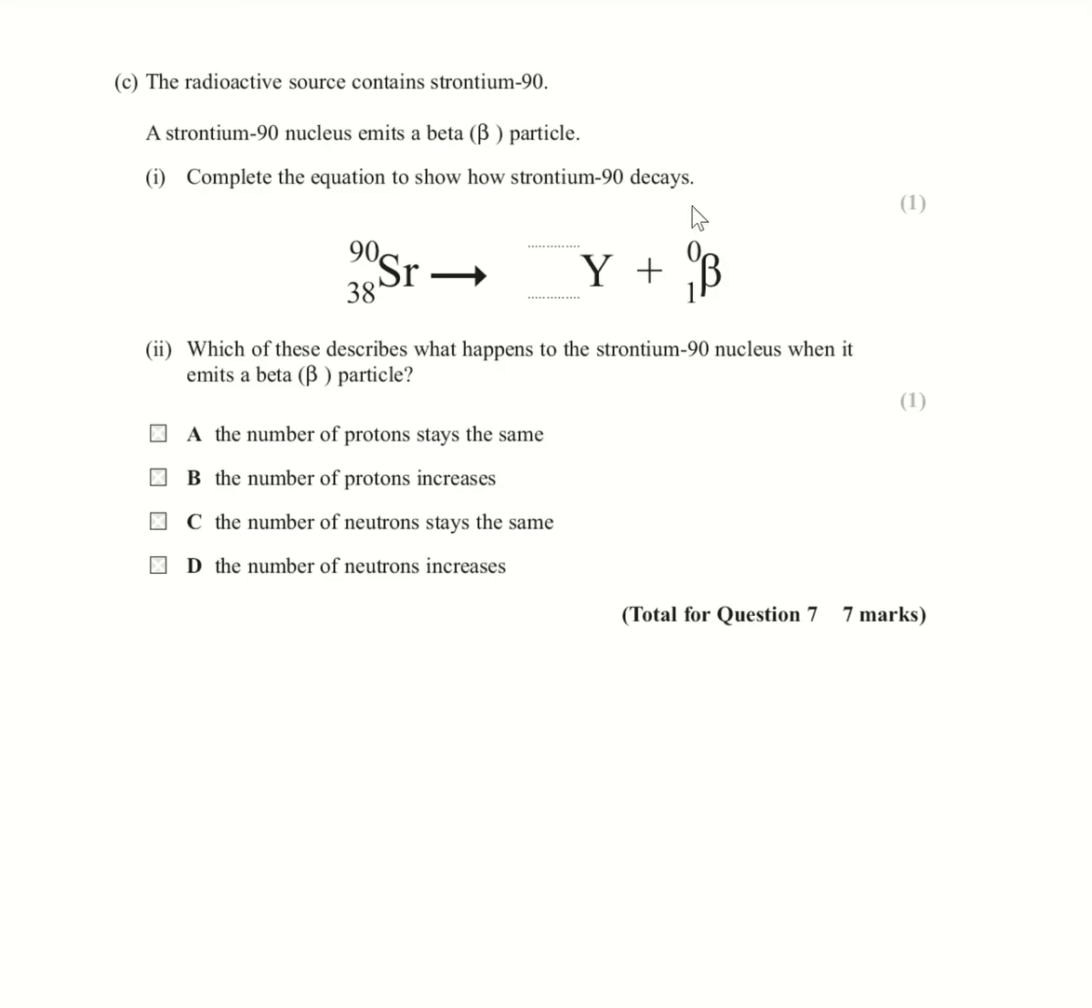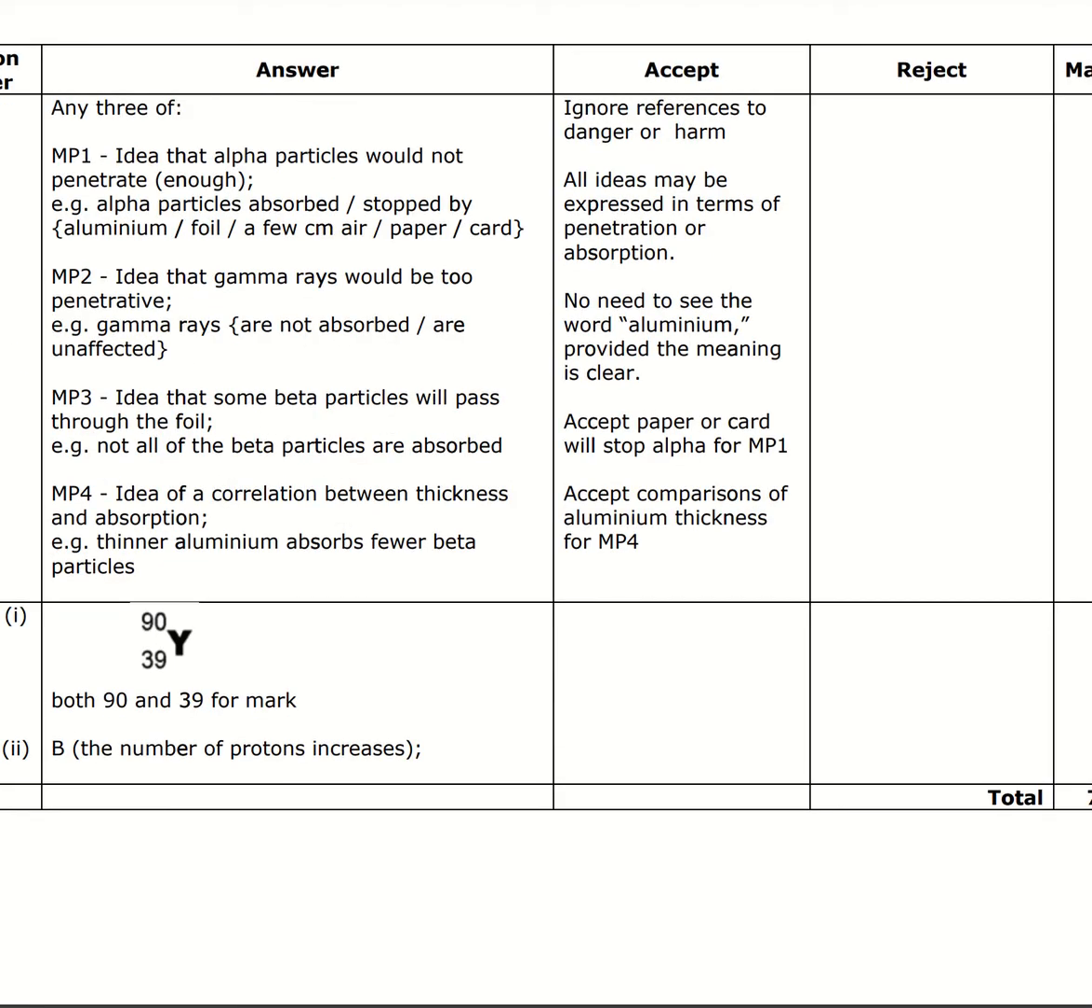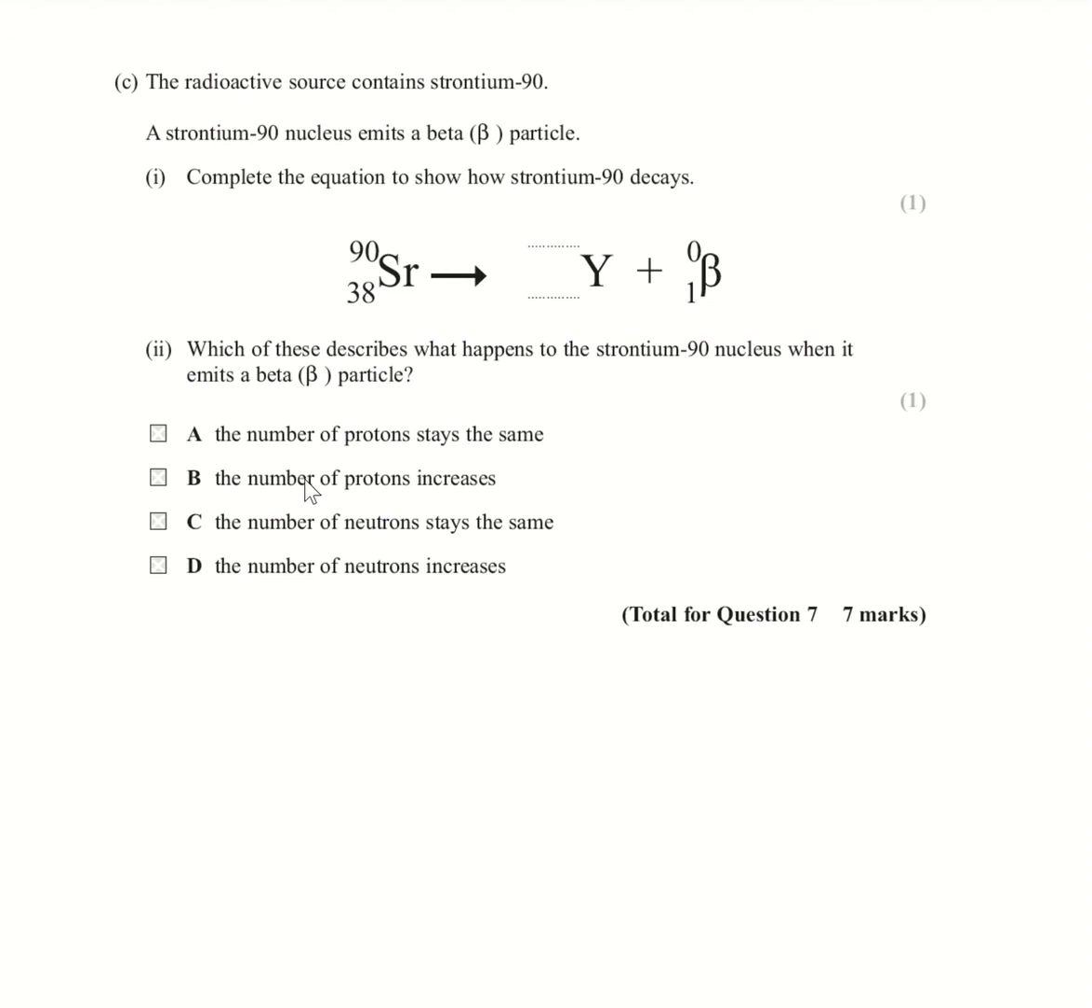So what happens to the strontium-90 nucleus when it emits a beta particle? The number of protons stays the same, the number of protons increases, the number of neutrons stays the same, the number of neutrons increases. So the number of protons increases, B. So the number of protons increases when it emits a beta particle.